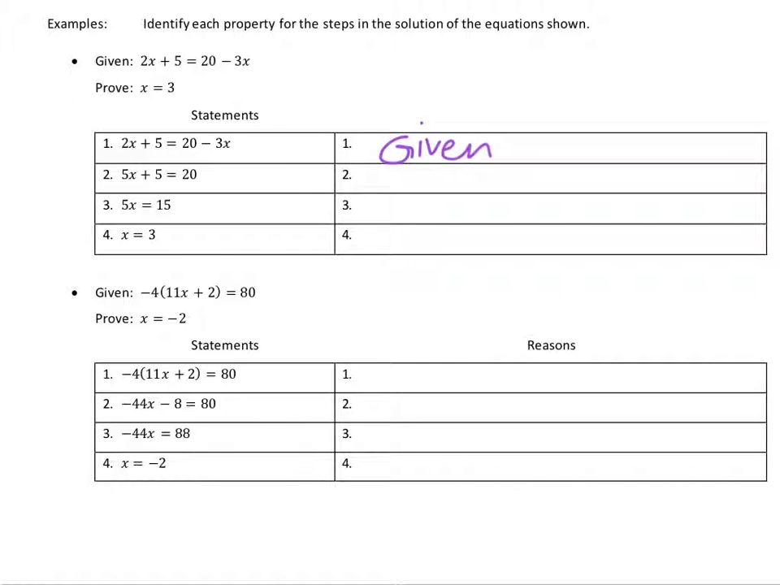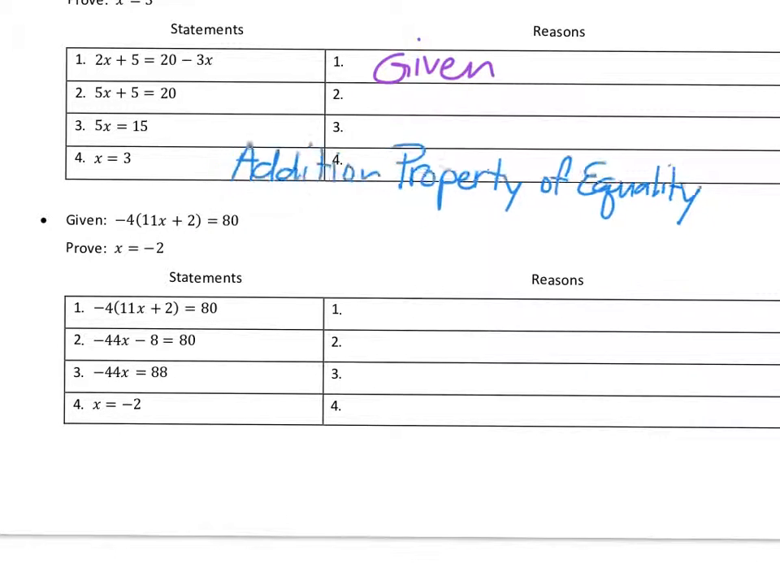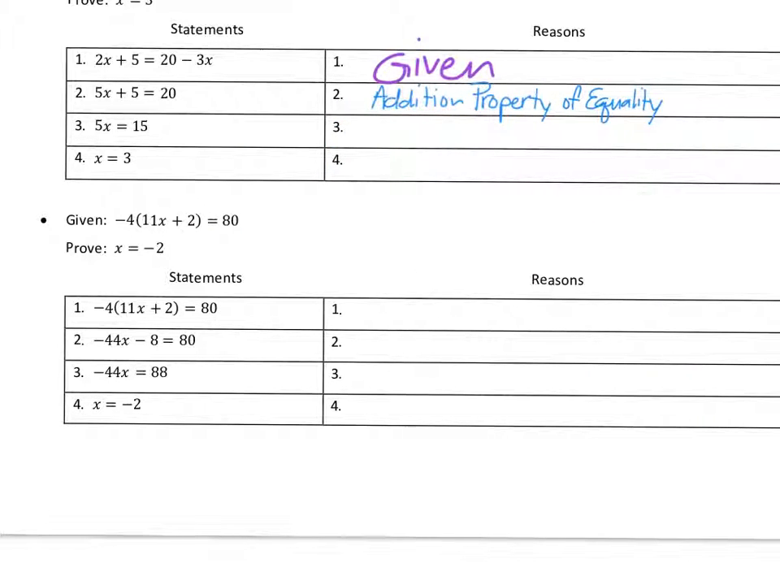To go from step 1 to 2, we have to check what property was used to get 5x plus 5 equals 20. Because there was a negative 3x on the right side, you could add 3x to both sides, and that would give me 5x here. So adding 3x to both sides is which property? That's going to be your addition property of equality. So reason number 2, addition property of equality.